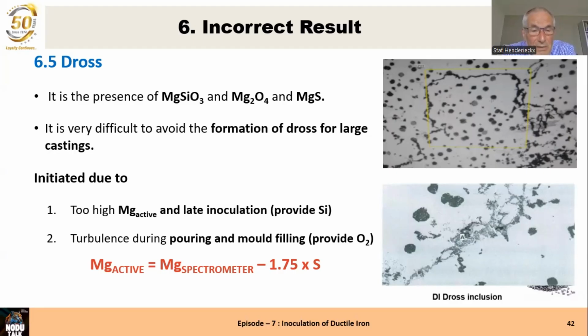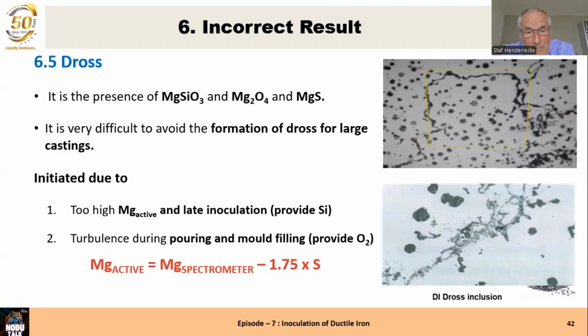It's also made mainly in large castings. Why? Formation of dross needs time. And time before it's solidifying, you only have in large casting.